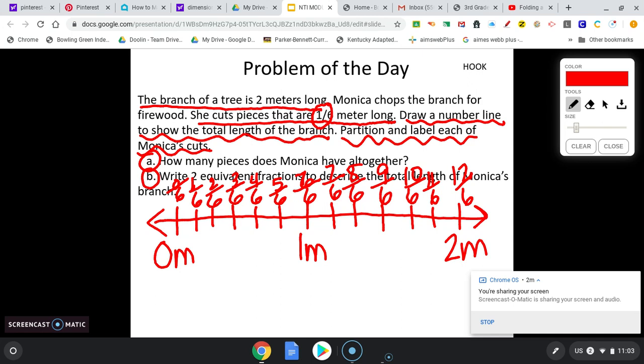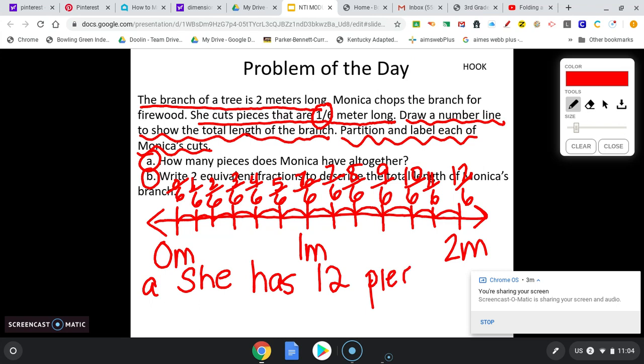So now it says, how many pieces does Monica have altogether? So we know that we have 1, 2, 3, 4, 5, 6, 7, 8, 9, 10, 11, 12. So she has 12 pieces. Okay, so now let's solve the B part.